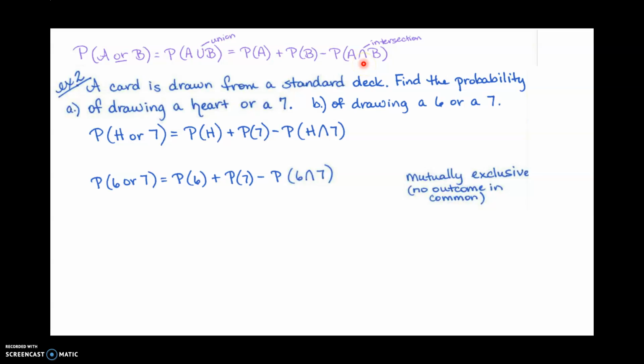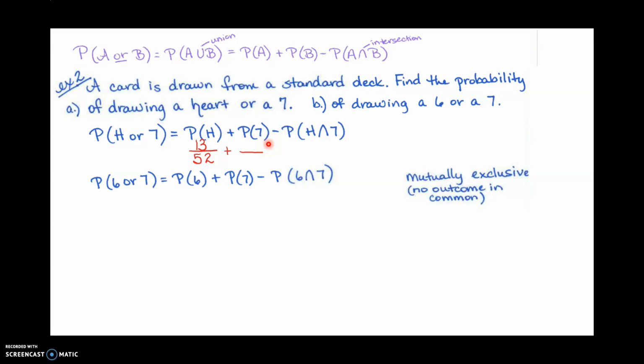So example 2 says a card is drawn from a standard deck. Find the probability of drawing a heart or a 7. Okay, so we're going to do probability of heart or 7. That's probability of heart plus probability of 7 minus probability of heart intersected with 7 from our formula above. Okay, so if you're drawing one card from a standard deck of 52 cards, your denominator is going to be 52, right? And what's the probability of heart? Well, there are 13 hearts in the deck of 52.